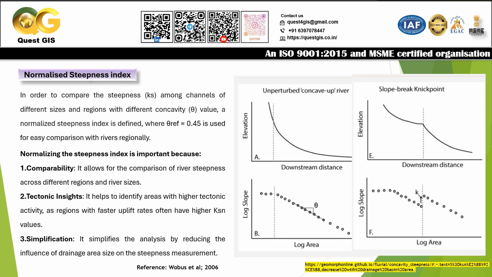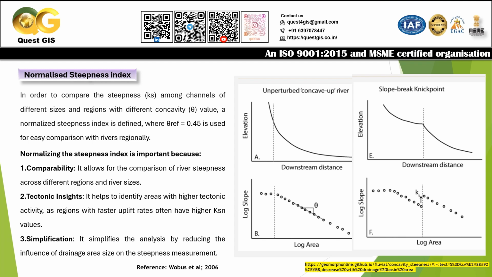So the steepness index is fine when you want to calculate the parameter just for a single channel. However, if you are comparing the steepness among the channels of different sizes and different regions, with different concavity values, a normalized steepness index is required. It is calculated with the theta reference value of 0.45, and it is useful for easy comparison with rivers regionally. Normalizing the steepness is important because it allows for the comparison of river steepness across different regions and river sizes.